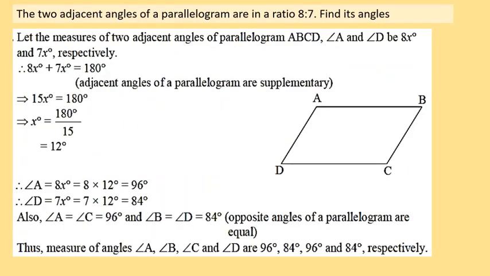Next question. This kind of question is also there in your textbook. You have to do it yourself. Only the number is different. Ratio given is different. The two adjacent angles of a parallelogram are in the ratio 8:7.